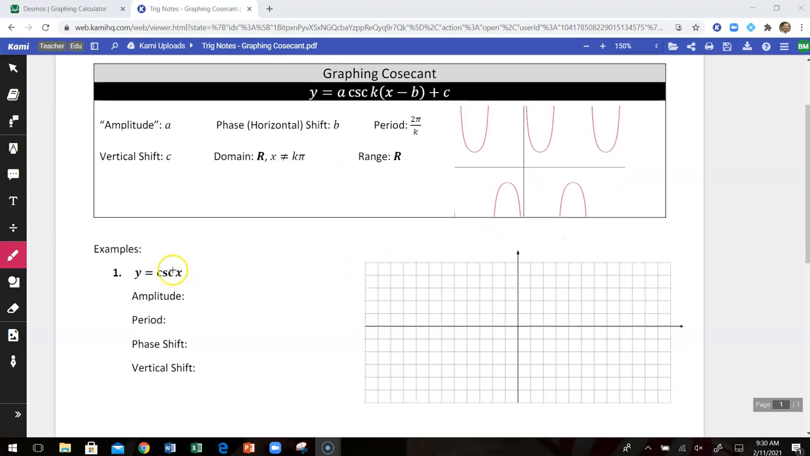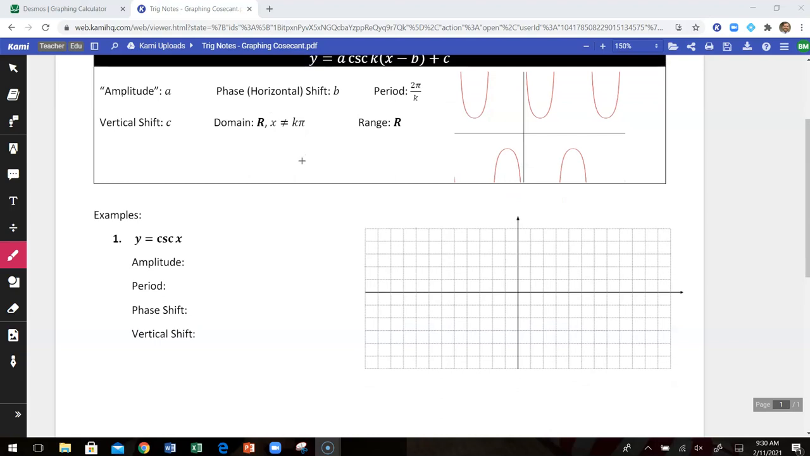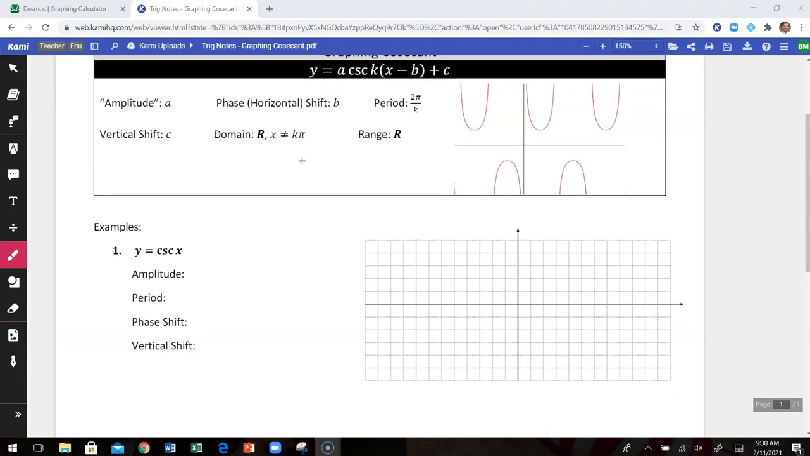And that's because cosecant is the reciprocal of sine, and sine is 0 at any multiple of pi. So if you think about your unit circle, on the left side and the right side of the unit circle, the sine values there are 0, and those represent all whole multiples of pi. So that's where we're going to have vertical asymptotes with cosecant. So I'm going to jump right into the first example here.